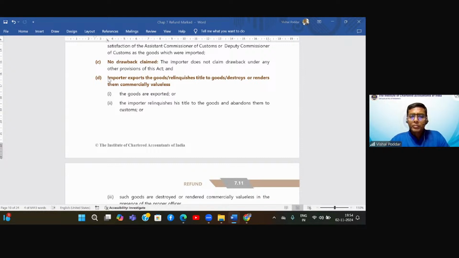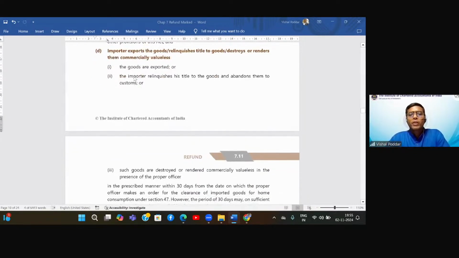Next, importer exports the goods or relinquishes the title to the goods or destroys the goods or renders them commercially valueless. Now, as I said, you are claiming that the goods are not as per specification. They are not the correct goods. You don't require them. Now I'm ready to give you back the money. I'm ready to give you back the import duty paid as a refund, provided one, you send them back. Or you relinquish the goods, you don't take the goods along with you.